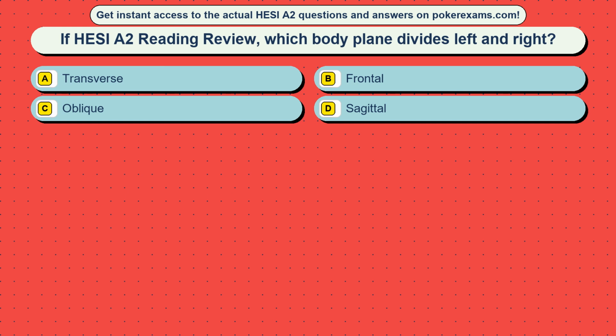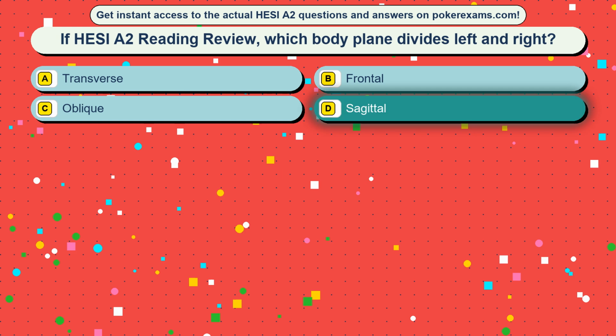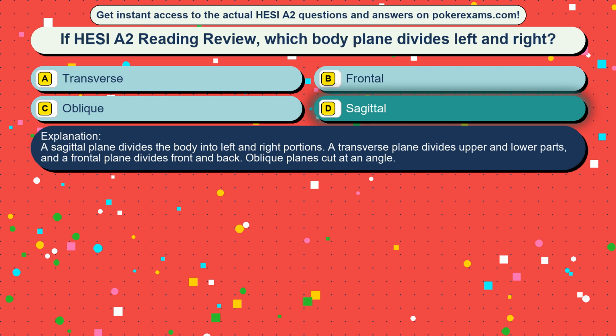Question 10. If HESI A2 Reading Review, which body plane divides left and right? Option A, transverse. Option B, frontal. Option C, oblique. Option D, sagittal. The correct answer is option D, sagittal. A sagittal plane divides the body into left and right portions. A transverse plane divides upper and lower parts, and a frontal plane divides front and back. Oblique planes cut at an angle.